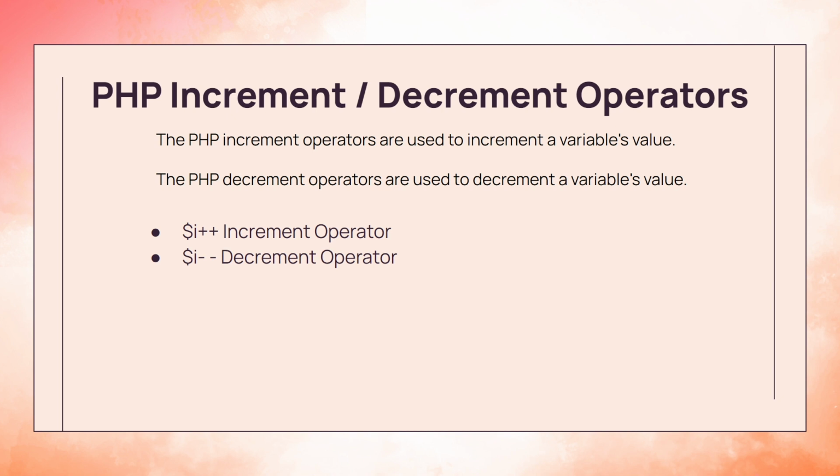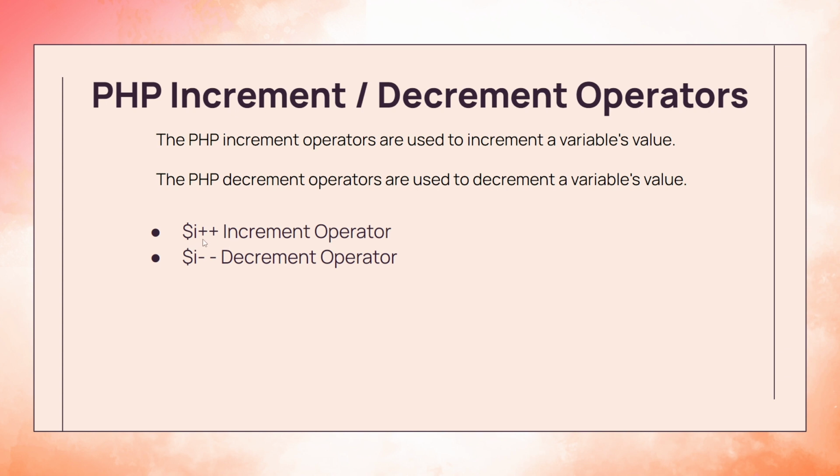The next PHP operators we have are increment and decrement operators. The PHP increment operators are used to increment a variable's value, and similarly the PHP decrement operators are used to decrement a variable's value.